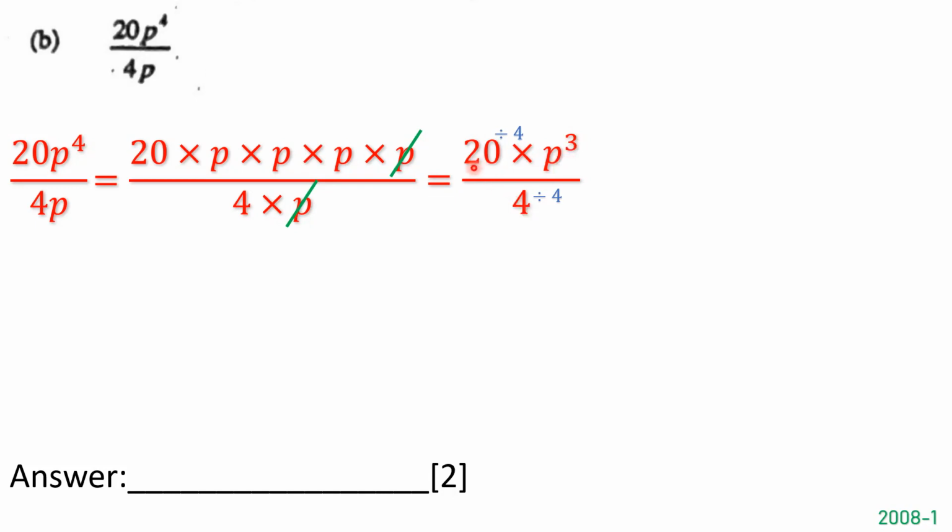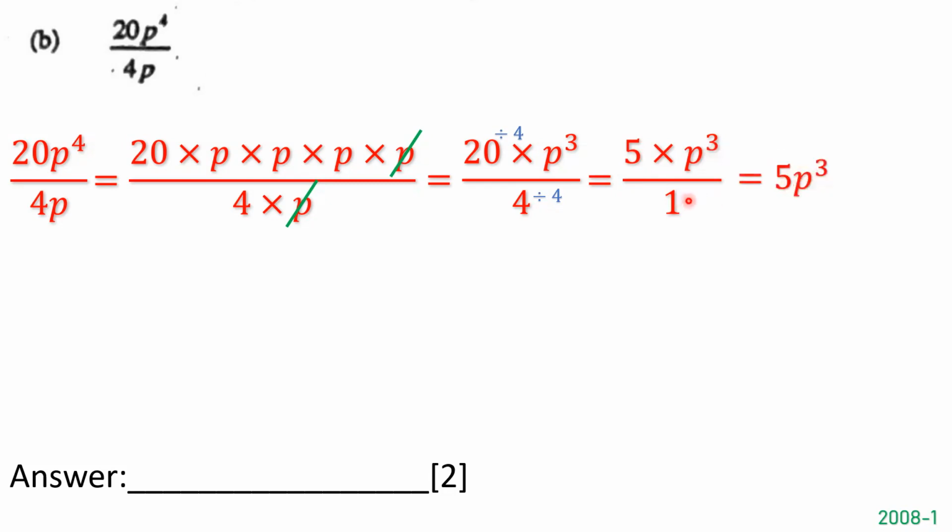But if you notice 20 and 4, both of those numbers, 4 can go into both of them. So we say 20 divided by 4 and 4 divided by 4. 20 divided by 4 is definitely 5, and 4 divided by 4 is definitely 1. And we know that 5 times p to the third power is just 5p to the third power.